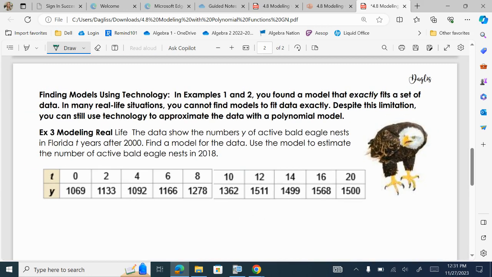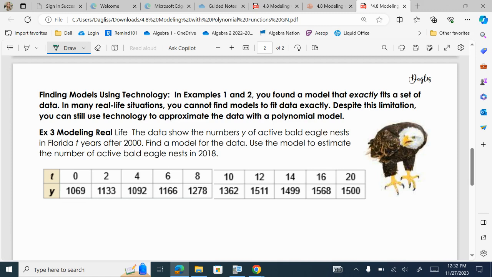Okay? So in examples 1 and 2, we found a model that exactly fits the set of data. Okay? In real life situations, you cannot find something that fits exactly. Okay? But we can still use technology to approximate, okay, a model to fit the data that we have. Okay, so my first one we have is the data shows the number of active bald eagle nests in Florida T years after the year 2000. Find a model for the data and then use that model to estimate the number of active bald eagle nests in 2018.